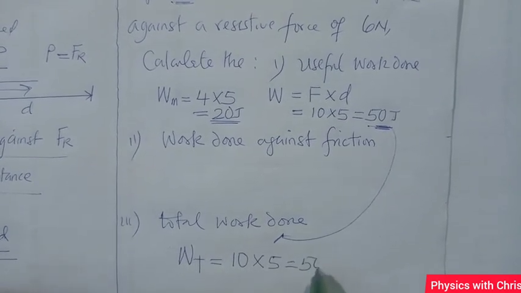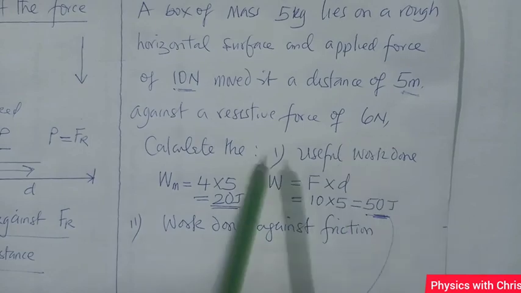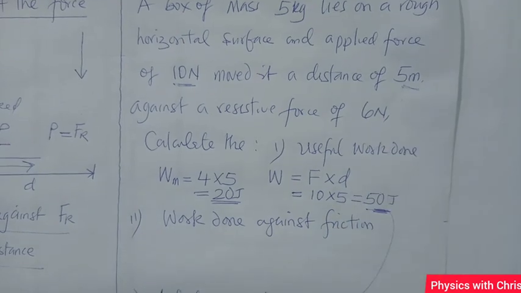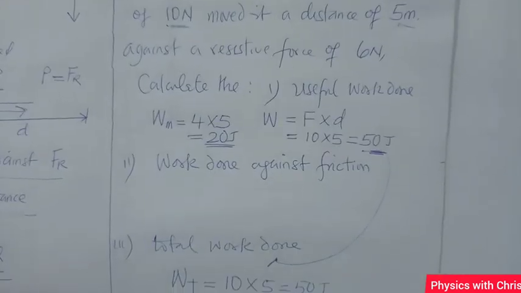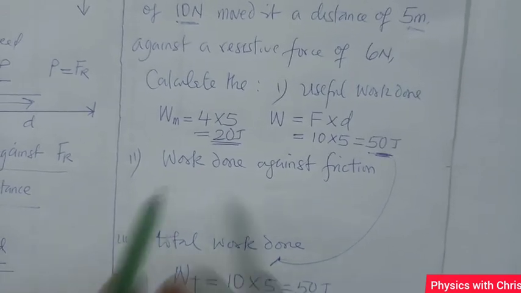That gives me 50 joule. But the useful work done is the difference between the force, which is the difference between 10 and 6, and the distance moved. The work done against frictional force can simply be the difference between the 50 joule, which is the total work done, and the minimum work done.